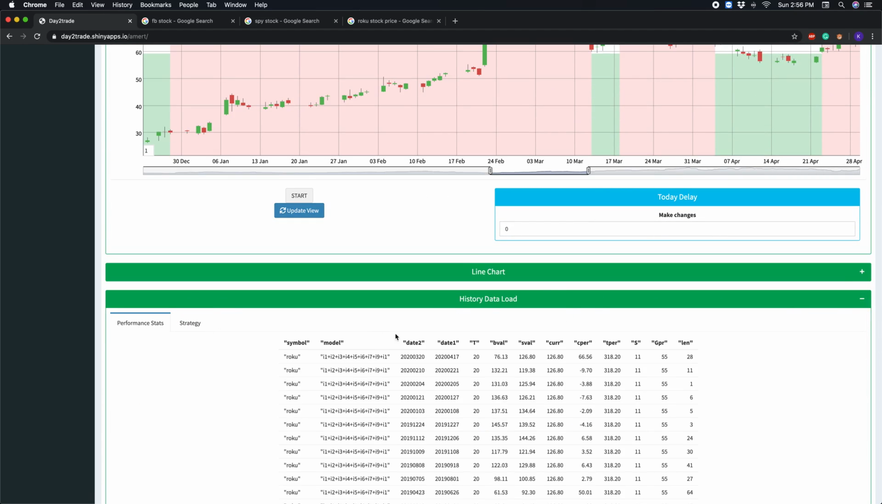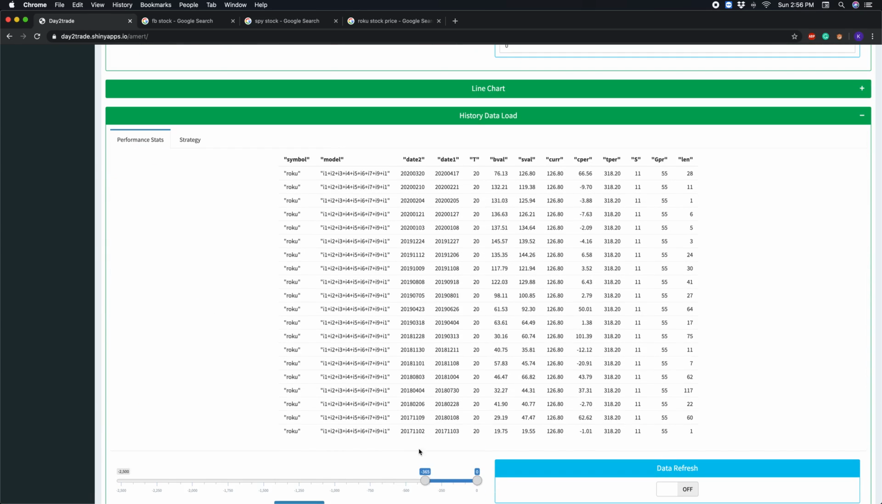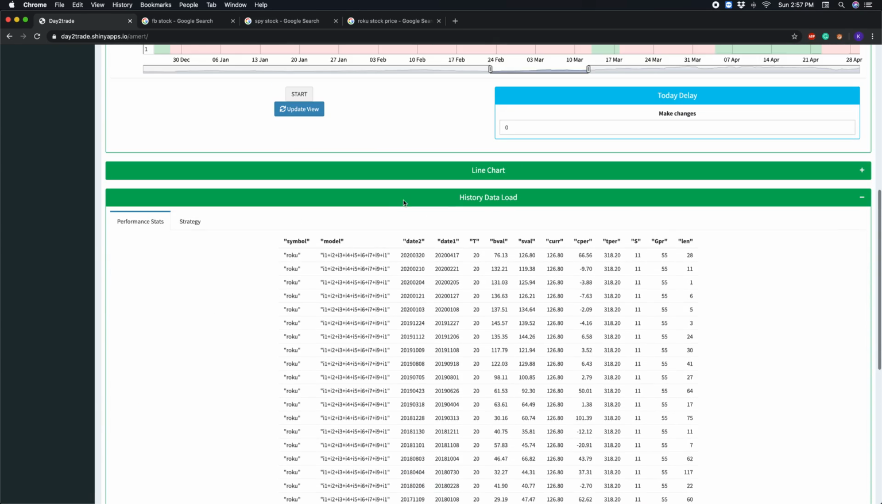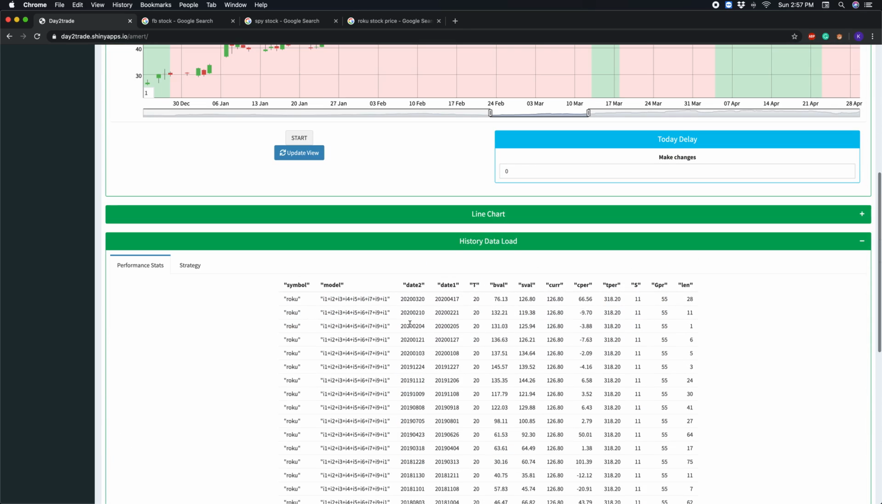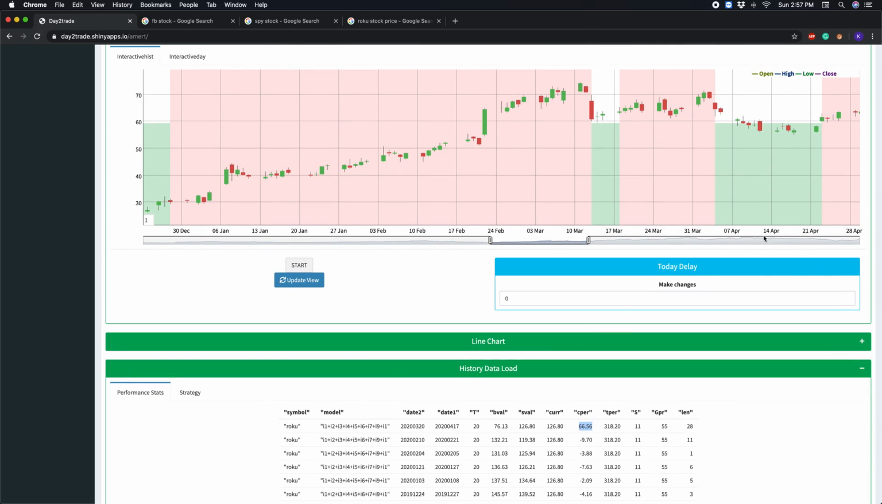In the performance stats, if you see, it's very good actually. It started in 2017 onwards, approximately 2018 starting to 2020 March. We got 318% profit. It's not a dollar, it's a percent. So whatever money you put in, that is 318 times percentage profit. And in the last trade itself we made 66%.